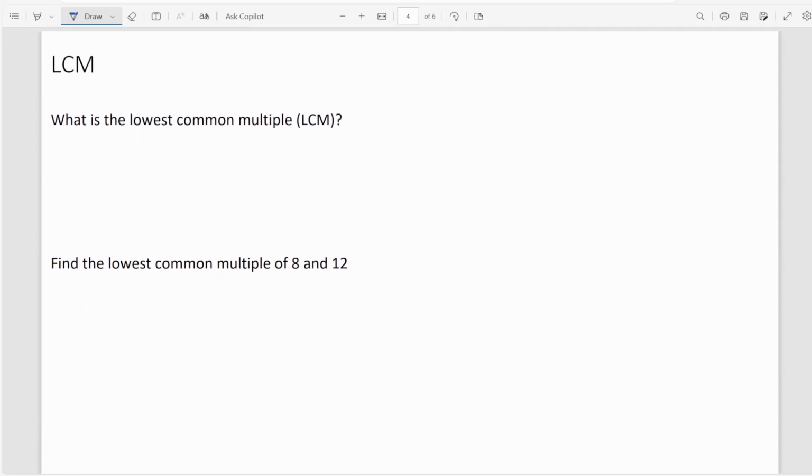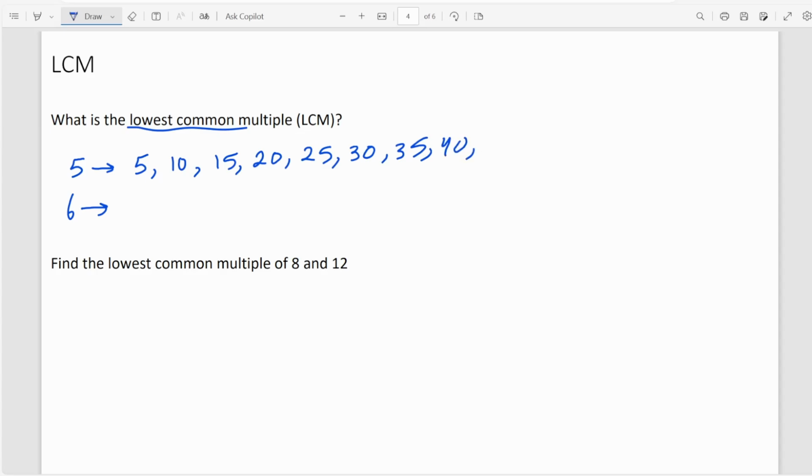Moving on to the lowest common multiple, LCM. Now let's start explaining what is the lowest common multiple. So let's say I gave you two numbers, 5 and 6, and I asked you to find the lowest common multiple. Now to find that, you'll firstly find the multiples of 5. So what are the multiples of 5? We got 5, and then 10, 15, 20, 25, 30, 35, 40, 45, 50, 55, and 60. Okay, I'm just going to stop here.